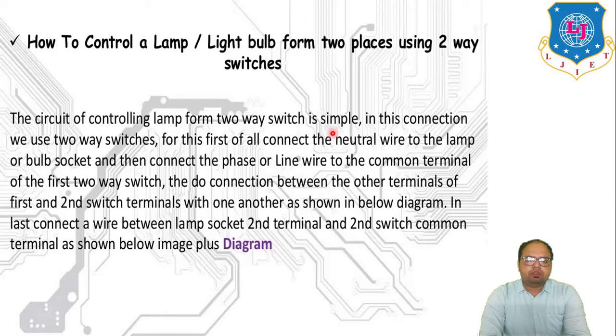The circuit for controlling a lamp from two-way switches is simple. First of all, connect the neutral wire to the lamp or bulb socket, and then connect the phase or line wire to the common terminal of the first two-way switch. Then make connections between the other terminals of the first and second switches with one another, as shown in the diagram below. In the last step, connect a wire between the lamp socket's second terminal and the second switch's common terminal, as shown in this diagram.